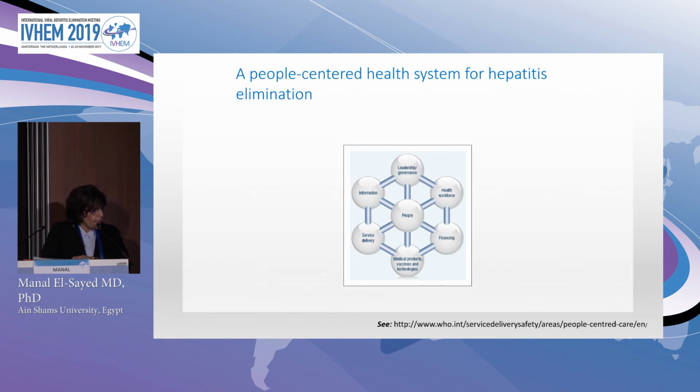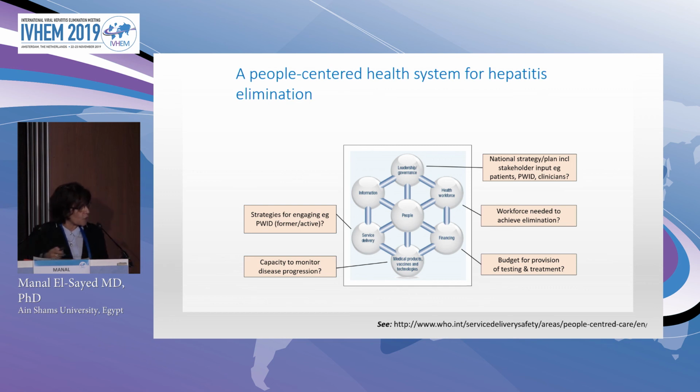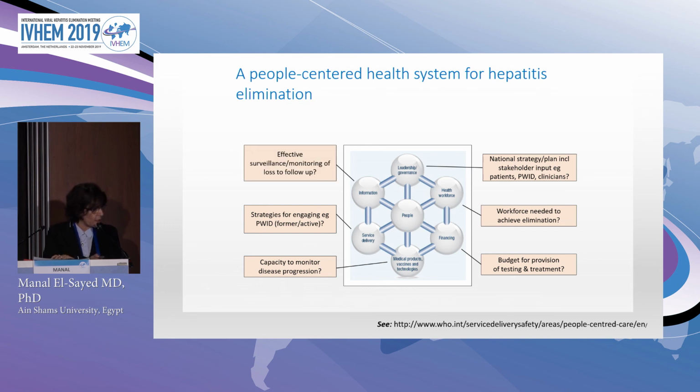So finally, I think we need a people-centered health system for hepatitis elimination, with proper strategic planning, including and not excluding all marginalized populations, not stigmatizing people, and the workforce needed to achieve the elimination. We need financing, budget for provision of testing and treatment. We need a capacity to monitor. Monitoring is really costly and is very difficult to do for disease progression and also for incidence, among others. We need strategies for engaging the marginalized populations. And finally, we need effective surveillance and monitoring of loss to follow-up.